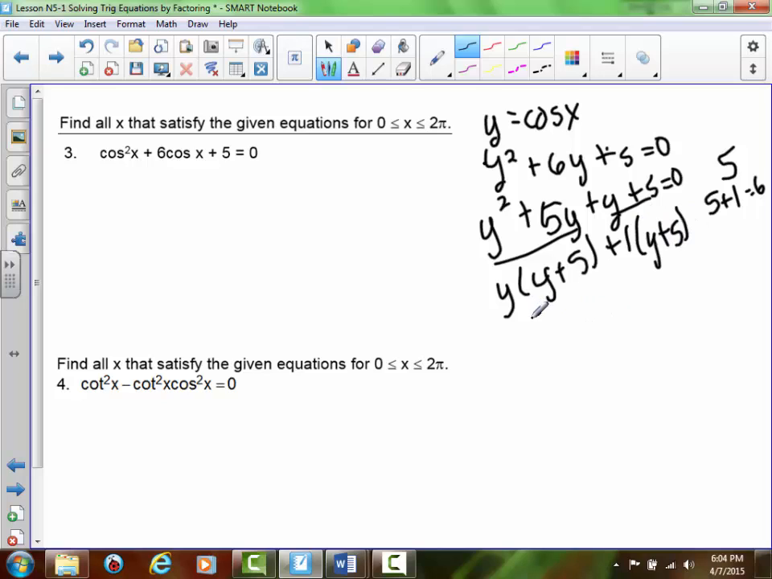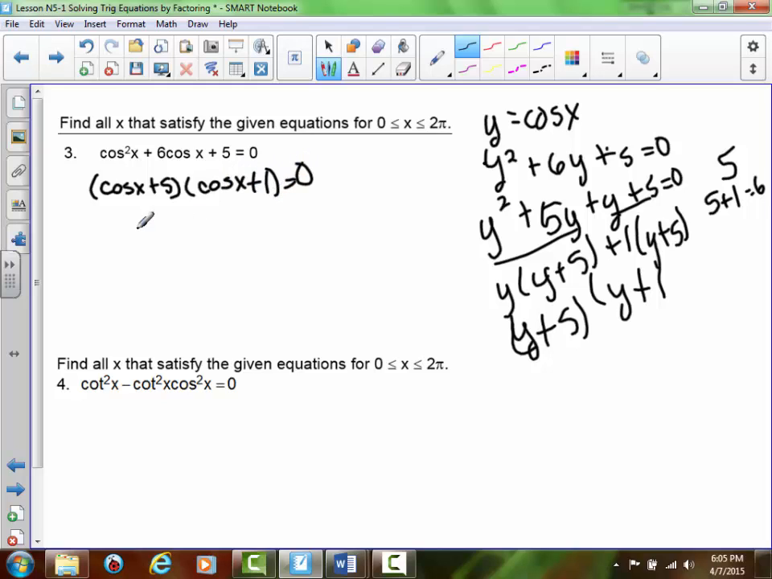Okay, so if we go a step further, they're both y plus 5. That's going to be y plus 5 times y plus 1. So if we come over here to our cosine, and put it in instead of y, that would be cosine x plus 5 times cosine x plus 1. And then we would break it apart. Cosine x plus 5 equals 0. Cosine x plus 1 equals 0.